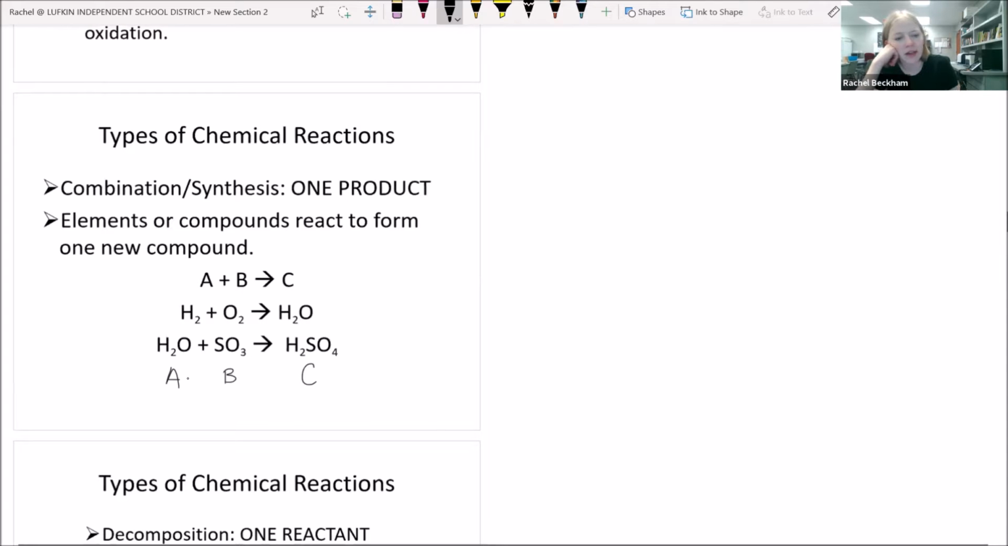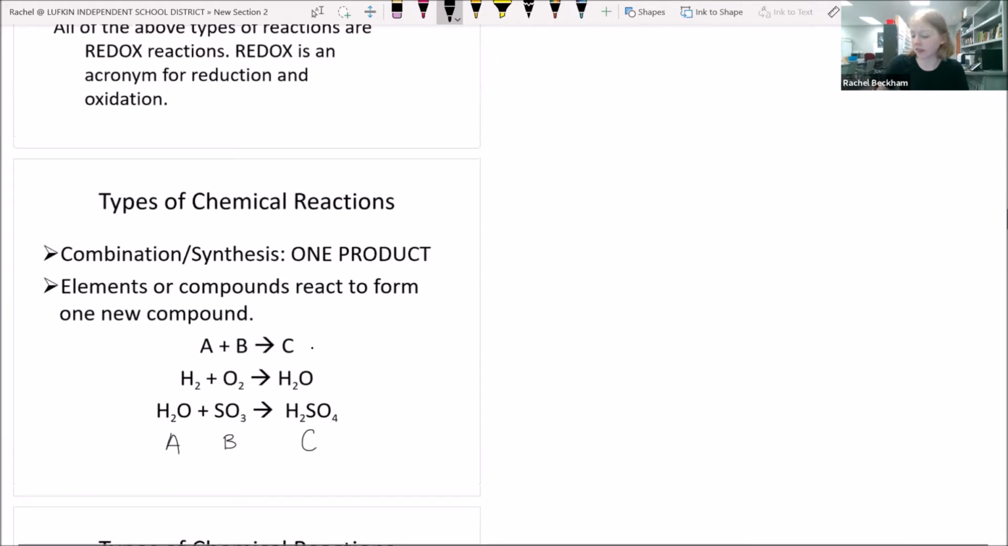A can represent an element, or it can represent a compound, but one thing bound together plus another thing bound together reacts to make one thing bound together, all combined, right? That's a synthesis reaction: two or more things combining to form one product.